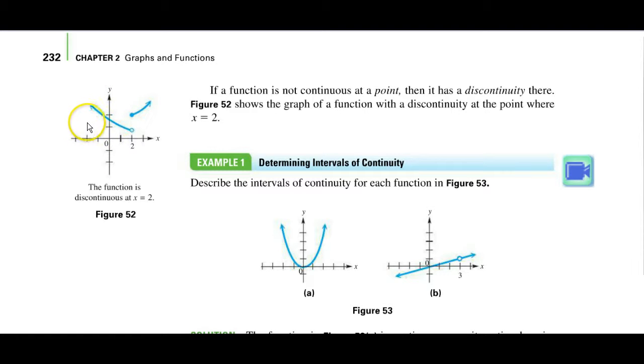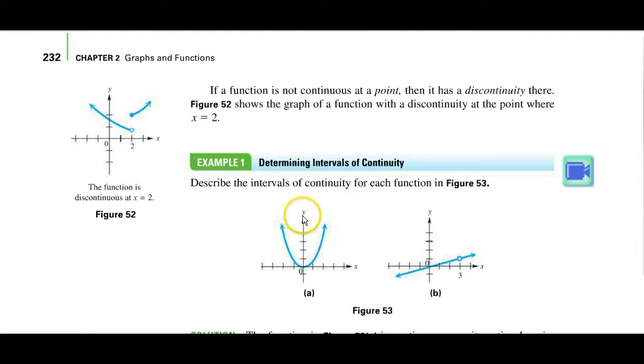Now, is this a function? Well, if this were a solid dot, it would not be, because it wouldn't pass the vertical line test here. But since it's hollow, it does pass the vertical line test and is a function. But it's not continuous. It is a discontinuity.